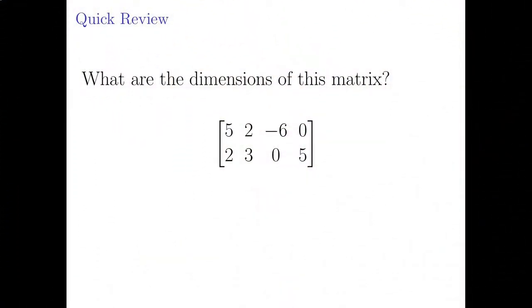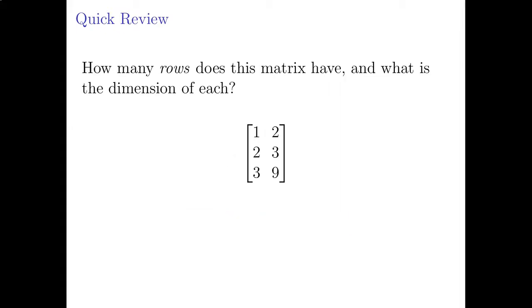All right, let's do some quick review, make sure we understand all this stuff. Here's a matrix. What are its dimensions? What by what? Pause the video and figure out the answer, then resume it to see if you're right. And the answer is this is a 2 by 4 matrix, not a 4 by 2. We always list the number of rows first and then the number of columns. This thing has 2 rows and 4 columns.